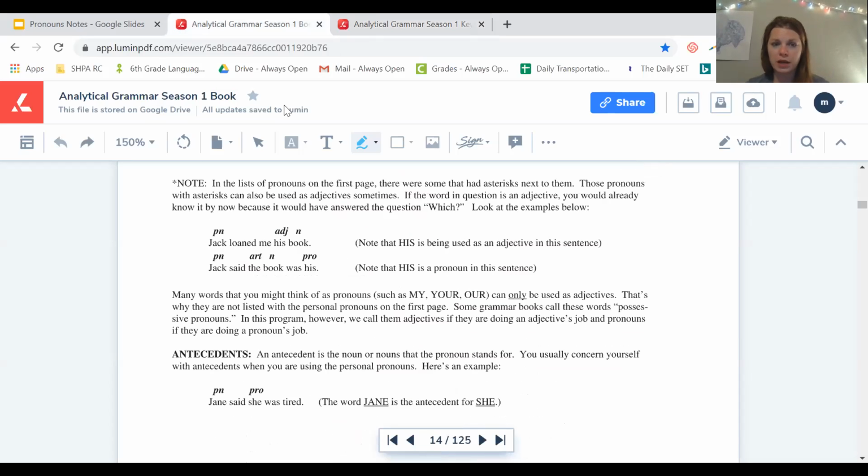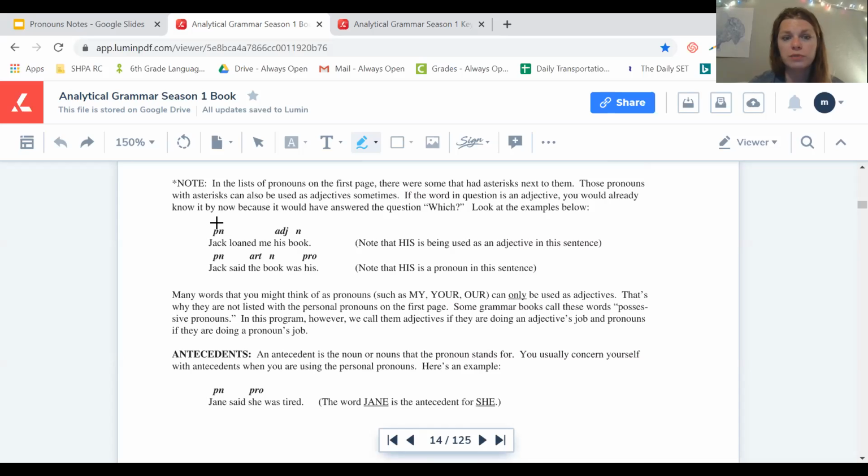Okay, now we are in our workbook, and these are some of the notes we have, and it's going to talk about what we're doing today. This page is the second page of your notes, and it's super, super important because it gives you a lot of information in a very short space.